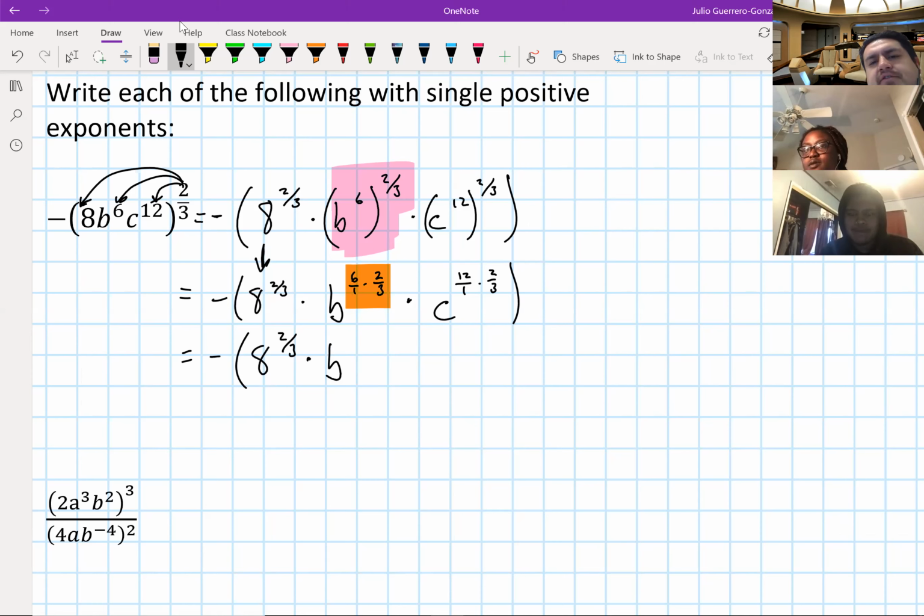Yep. So I'm going to do it over here. So 6/1 times 2/3. This is 12 divided by 3. Multiply straight across. 4. And this is 4. So this now becomes b to the 4th times c, and what's going to be this thing?